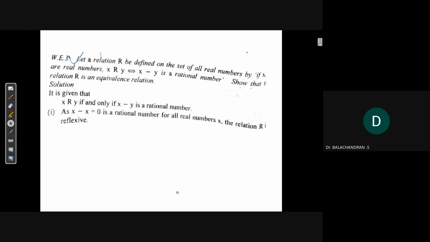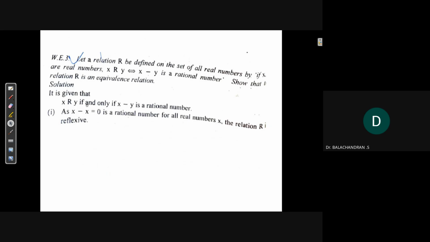The next problem: let a relation R be defined on the set of all real numbers. I think y is missing here. If x and y are real numbers, x is related to y if and only if x minus y is a rational number. Show that this relation R is an equivalence relation.